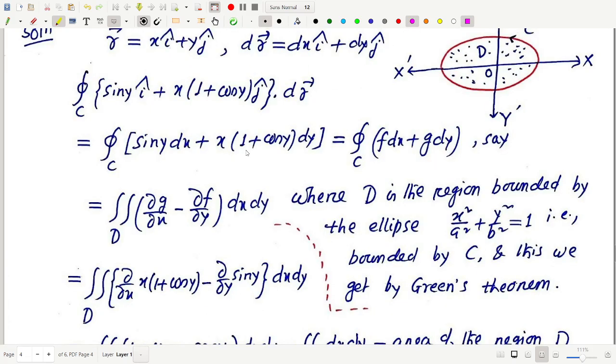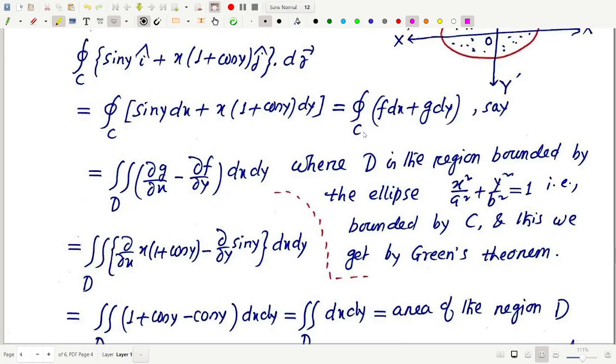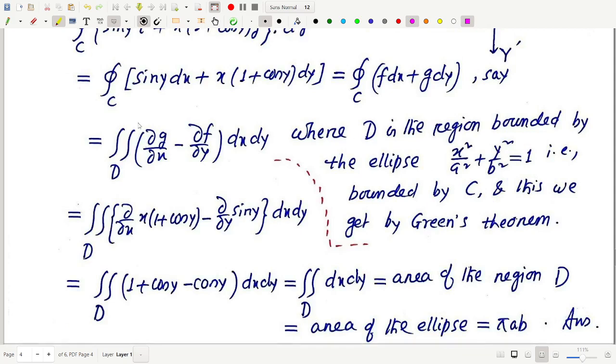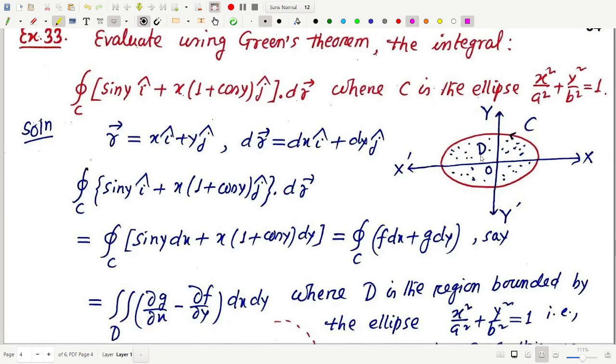So if we take the dot product with the dr vector, we get sin y dx plus x into (1 plus cos y) dy. Okay, dot product. So let us denote this as f dx plus g dy, say. Therefore by Green's theorem we get the double integral over D of del g by del x minus del f by del y, where D is the region bounded by the ellipse x square by a square plus y square by b square equal to 1, that is bounded by C, and this we get by using Green's theorem. So this is D mentioned.